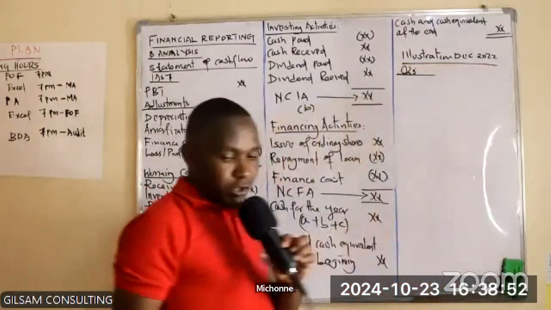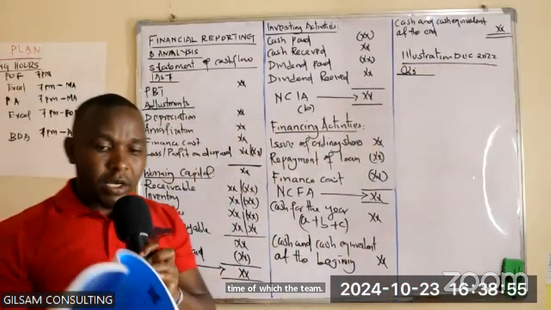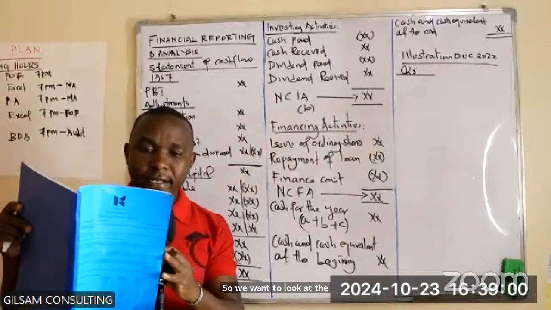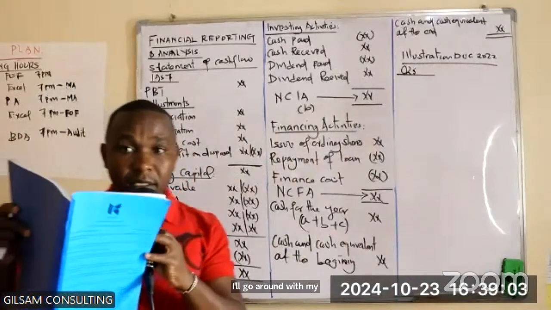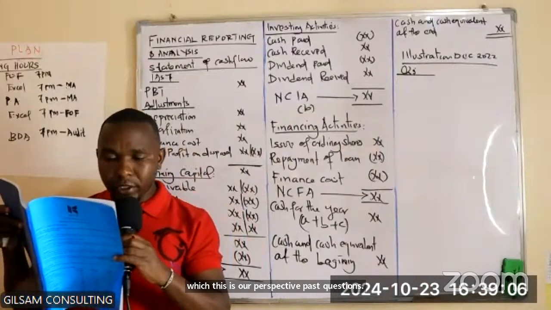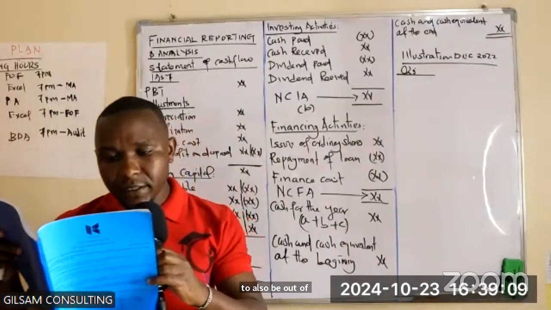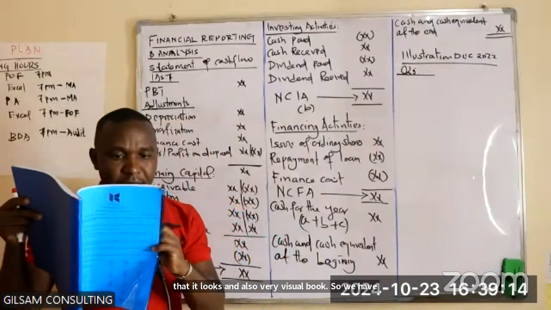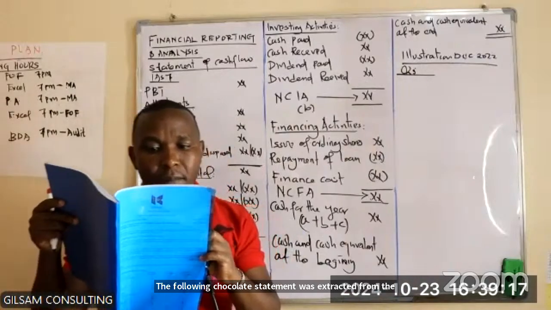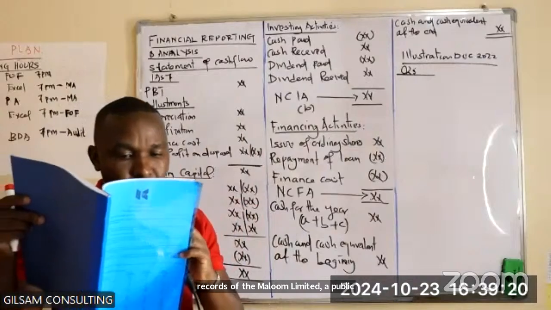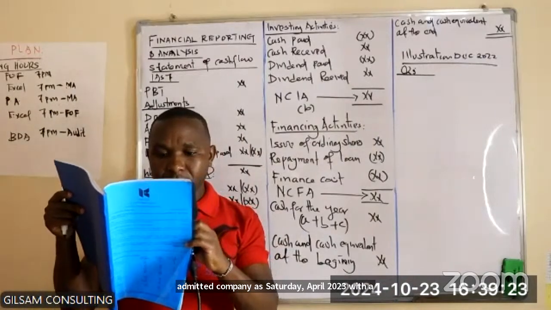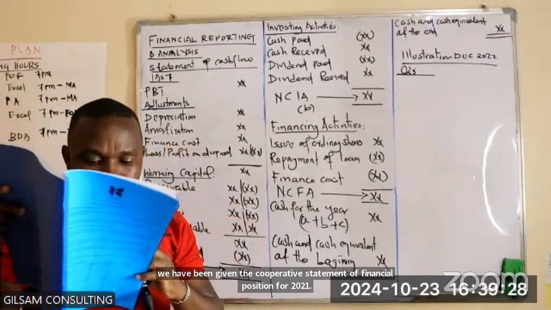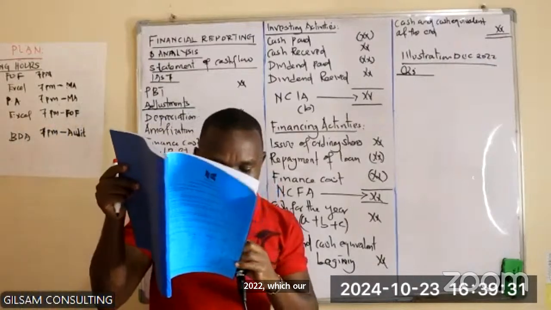So I will read the question. These are our past paper questions, and also we have the analysis, with the statistics and also the revision book. We have been told that the following statement was extracted from the records of Malum Limited, a public limited company, as at 30th April 2023, with the comparative of the year ended 30th April 2021. So we have been given the comparative statement of financial position for 2021 to 2022, and our main focus goes to the additional information number 1.